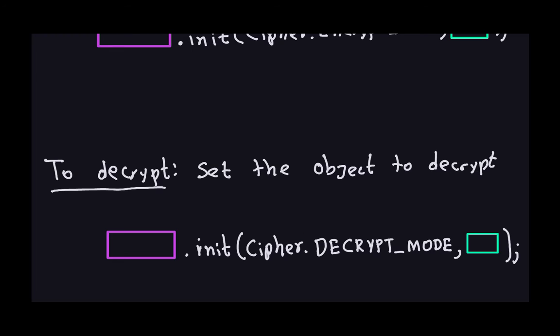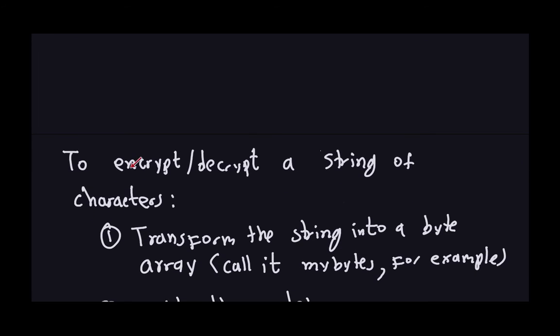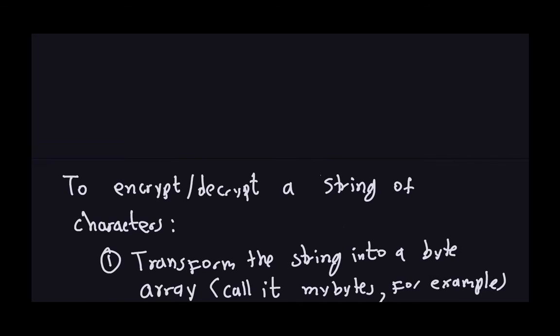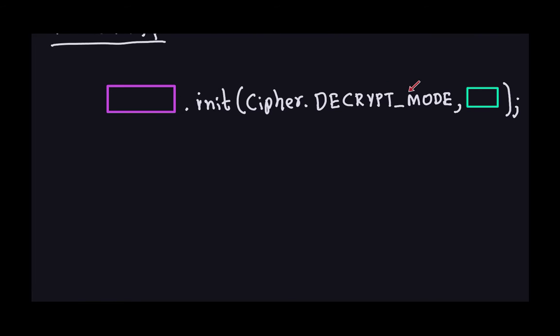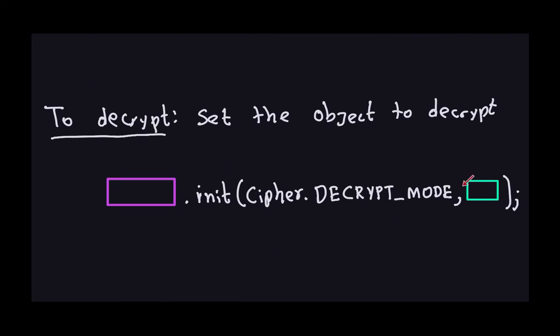Now, how do you actually go about encrypting or decrypting something? Let's say, to make it simple, we're going to encrypt or decrypt a string of characters. So let's see how we're going to do that. In Java, you're going to do the following. To encrypt or decrypt, and remember which one it is, depends on how you set your object. If you set it to encrypt, then the object is going to encrypt, and if you set it to decrypt, then the object will decrypt. So whatever you say in this line of code, decrypt is going to be that one, and encrypt is going to be this one. And remember, the name of the DES key has to be there.